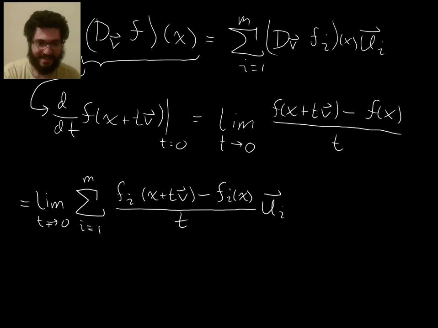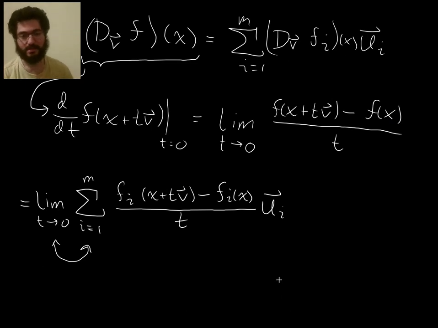Now, what do you want to do? You probably want to swap these, right? So is that justified? Can we just swap those? In other words, if you have a vector valued function, or a function with multiple components, then when you take the limit of the overall function, is that the same as taking the limit of the individual components and then looking at the resulting tuple?